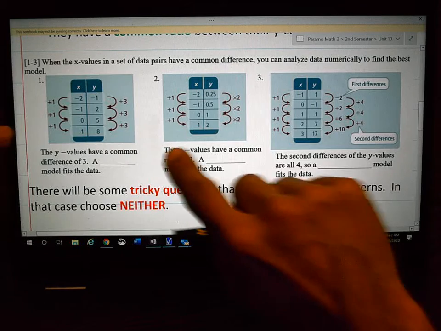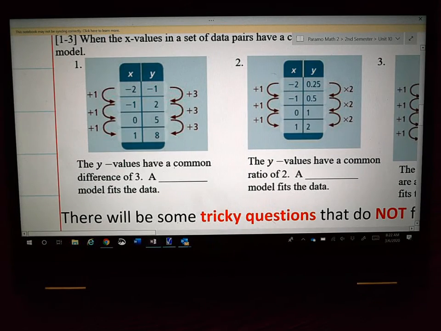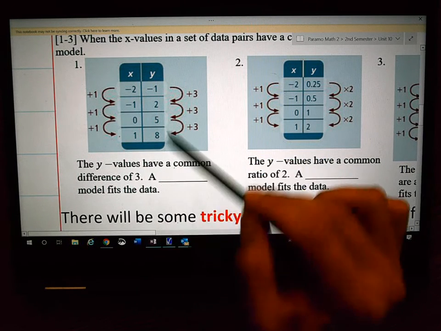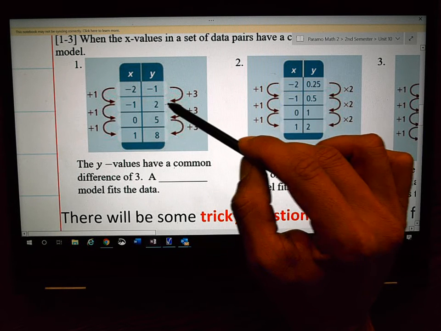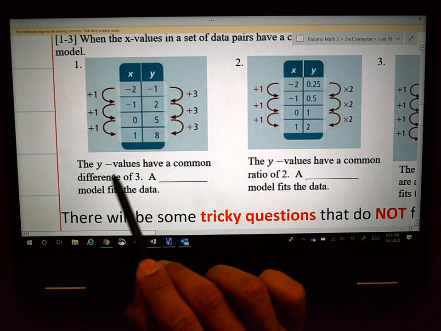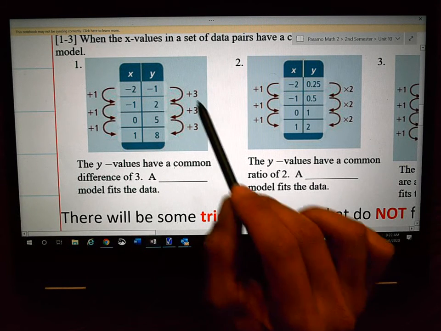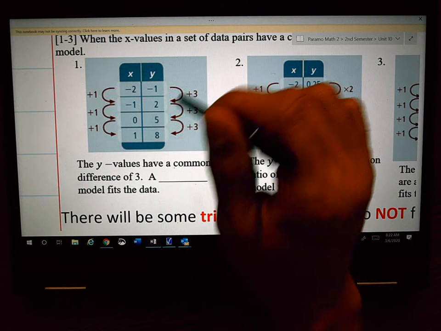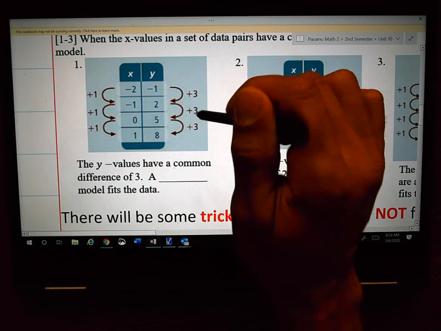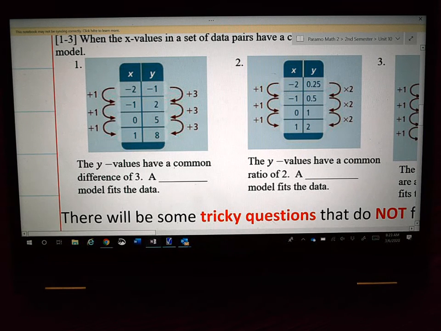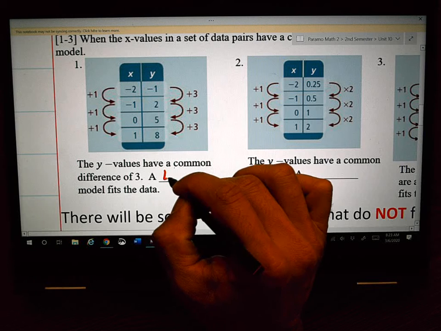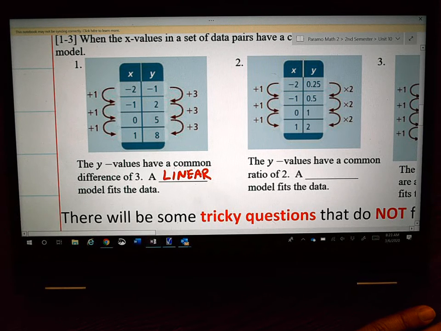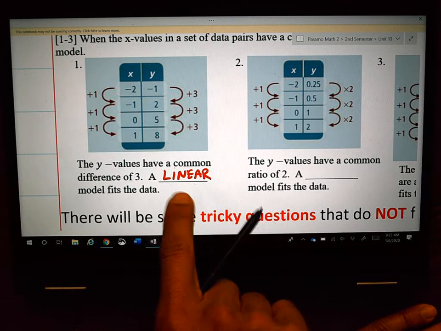If you look at this table, let me zoom in on it real quick. Our x values are getting one bigger and one bigger and one bigger. Our y values, we're adding 3 and adding 3 and adding 3. If they have a common difference of 3, meaning we're adding 3 every single time, this is the same thing as a rate of change of 3 over 1, 3 over 1, 3 over 1. The same common difference means it is linear. Fill that in on your notes page. Right there, right-hand side. This is what you're writing down.